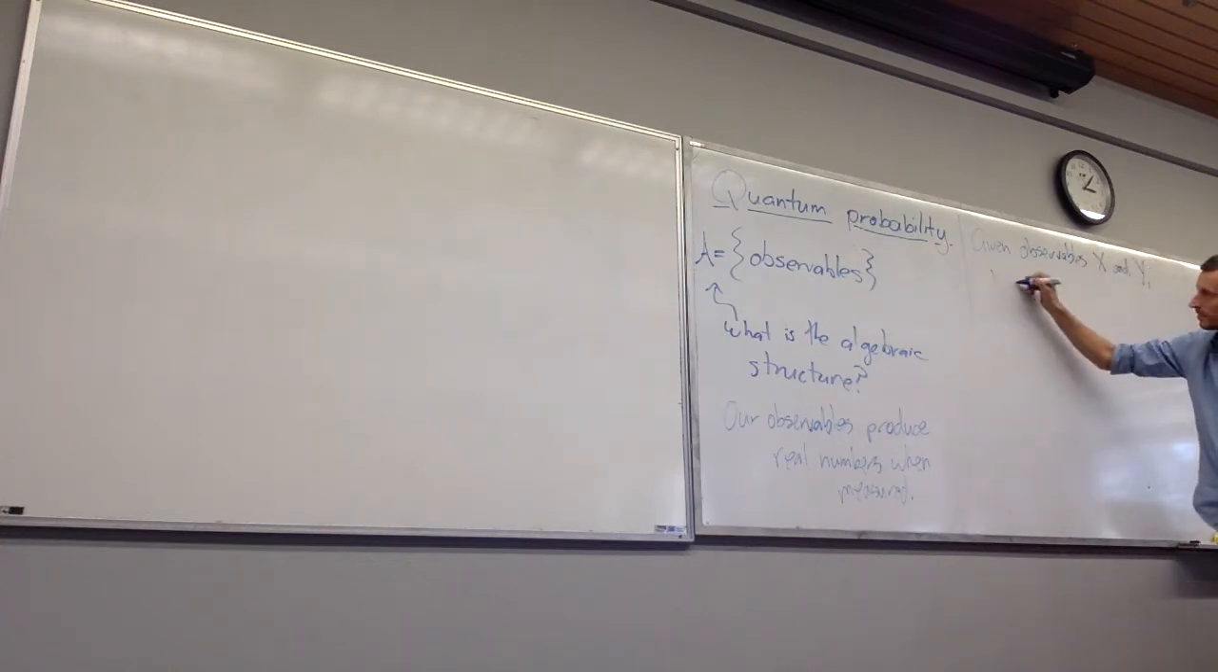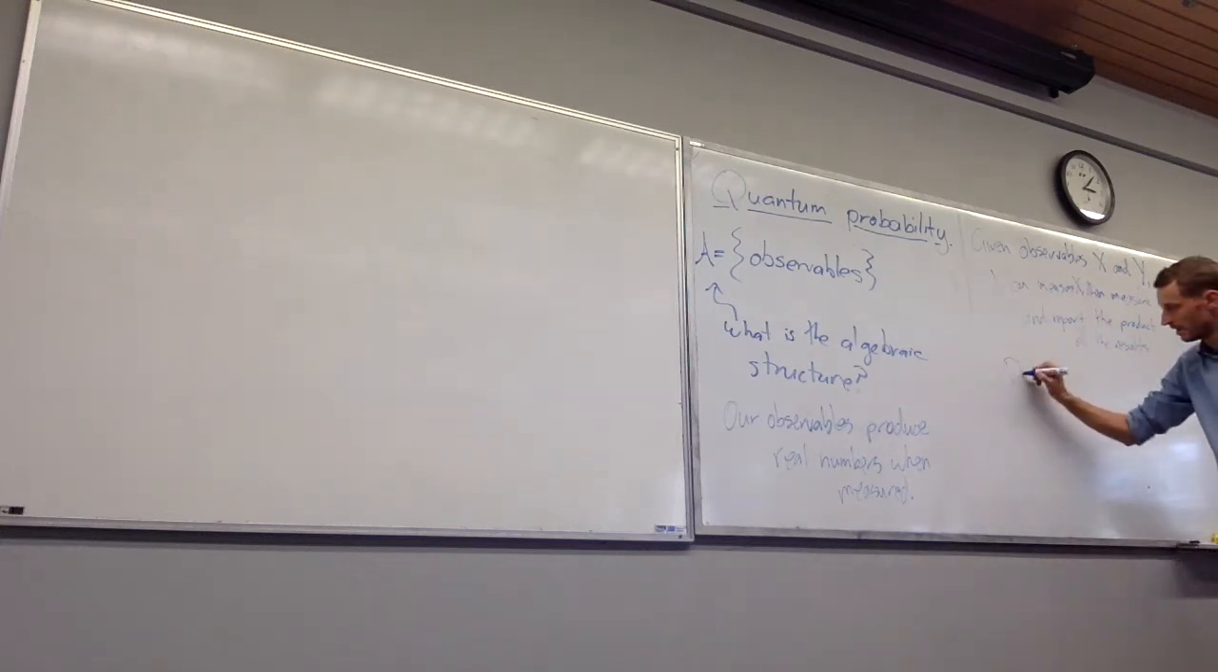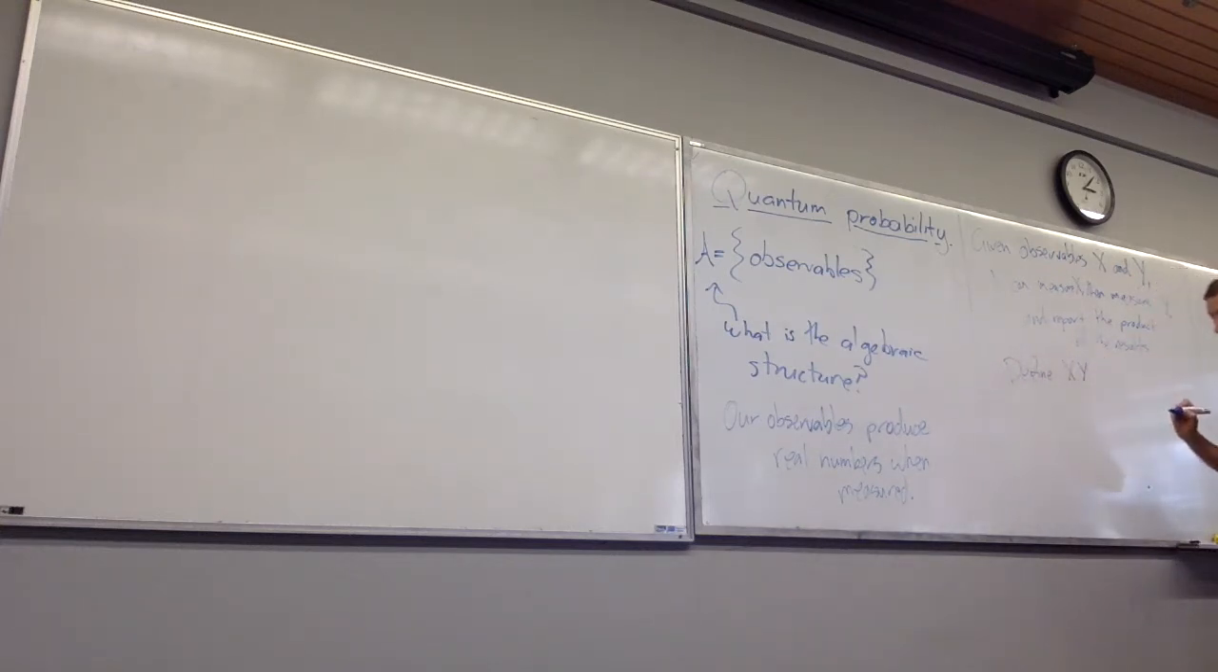I can measure X, then measure Y, but I measure them and I don't say out loud the answers I get as I do those two individual measurements. I just measure them and report the product of the results. Okay? So this is a new thing that I could do to my system. And we define XY to be a new observable by this operation. We're defining a new observable. Do two observations in sequence and only report the product of the two answers.